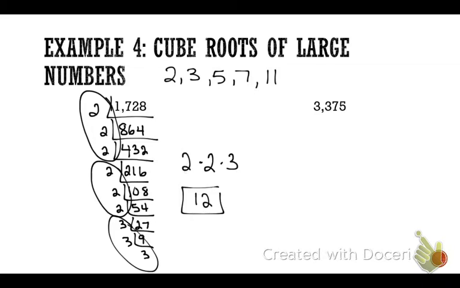And again, you can do this method with any number that you're finding the cube root of. So even if it's one that you should have memorized but you can't remember, you can do your upside down division. And that's what you're going to have to do because you cannot use a calculator to find the cube root. All right, so now let's look at 3375.